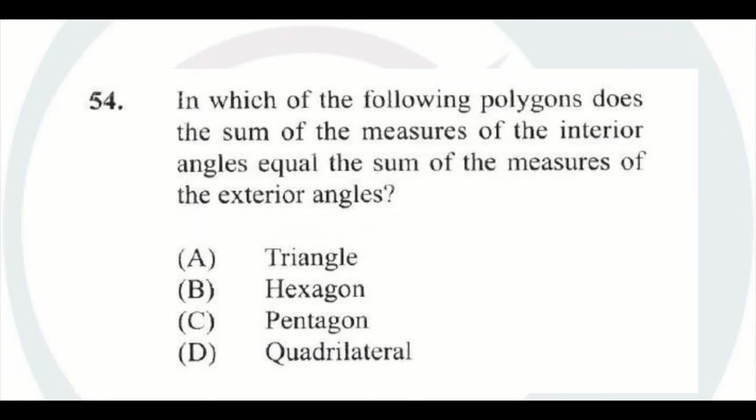Question 54. In which of the following polygons does the sum of the measures of the interior angles equal the sum of the measures of the exterior angles? Alright, this could be a square or a rectangle. A square or rectangle is a quadrilateral. So our answer would be D.